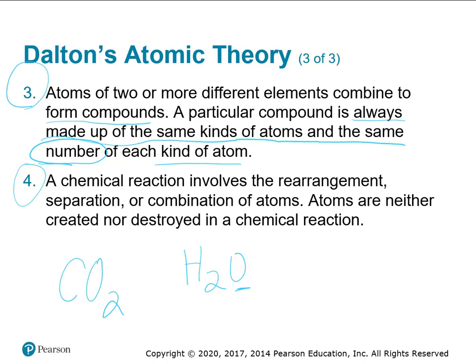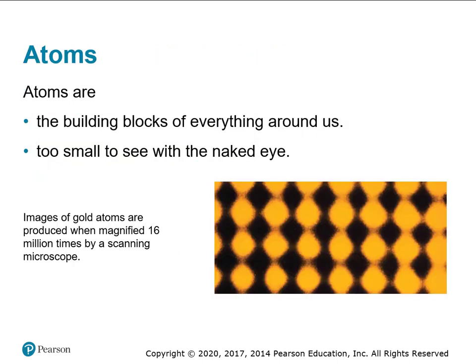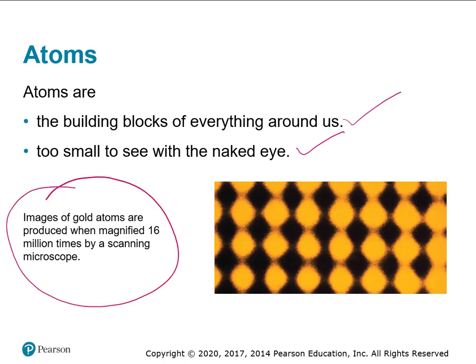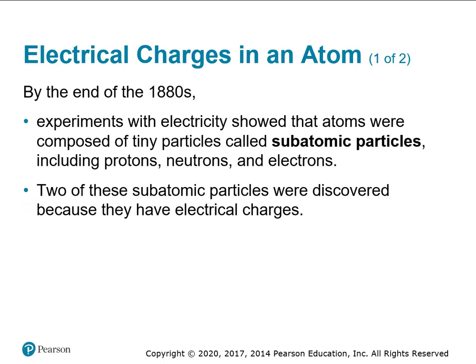And fourth, a chemical reaction involves the rearrangement, separation, or combination of atoms. Atoms are neither created nor destroyed in a chemical reaction. Atoms are the building blocks of everything around us, and atoms are too small to see with the naked eye. Look at this. These are images of gold atoms that are produced when magnified 16 million times by a scanning microscope. Let's look at the electrical charges in an atom.